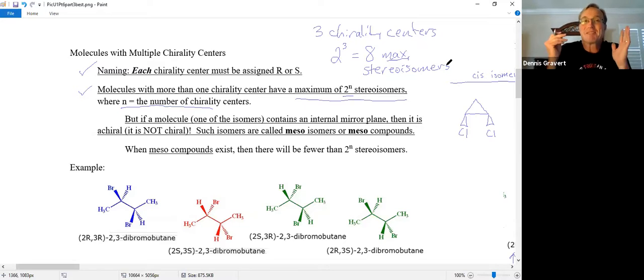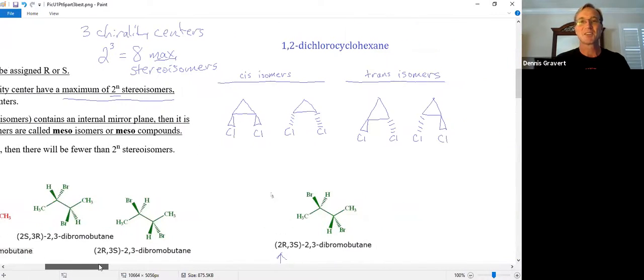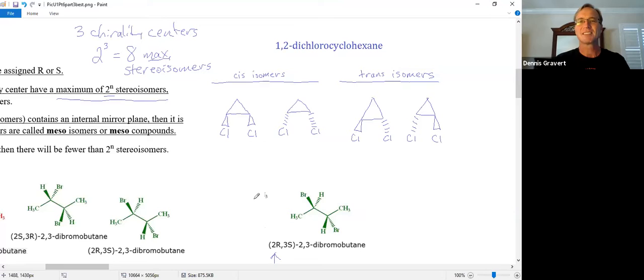Sorry, you can blame me if you want, I can take the heat, but really nature, she's the one who did all this. Here, let's take a look at an example we saw in a previous video. 1,2 cyclohexane. No, this is cyclopropane. Sorry. You could do that one too, but I got these down here. Little triangles are cyclopropane. 1,2 dichlorocyclopropane.